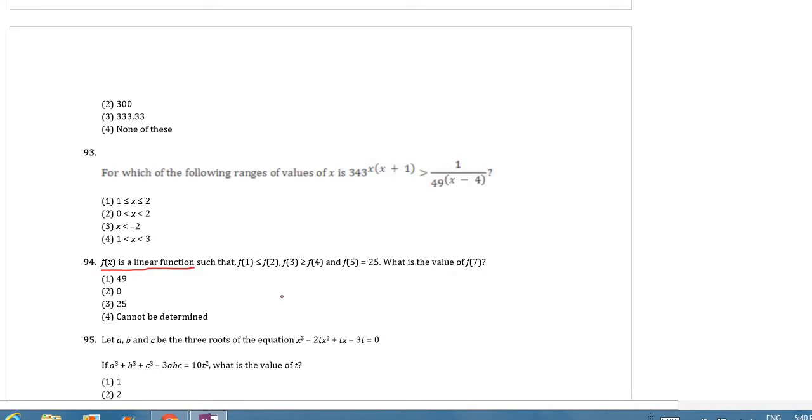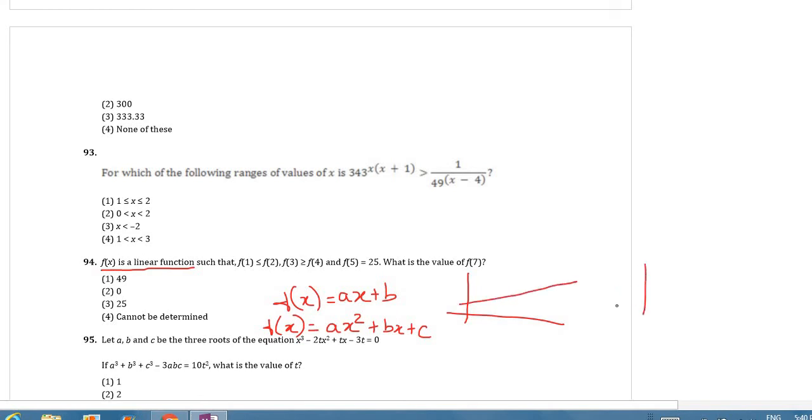Linear function means that f(x) is of the form ax plus b. That is what is known as a linear function. Had it been a quadratic function, it would have been of the form ax square plus bx plus c. Now, the good part about the linear function is that when you plot it, it will either only keep going up, or only keep going down, or in a third case, it will remain constant.